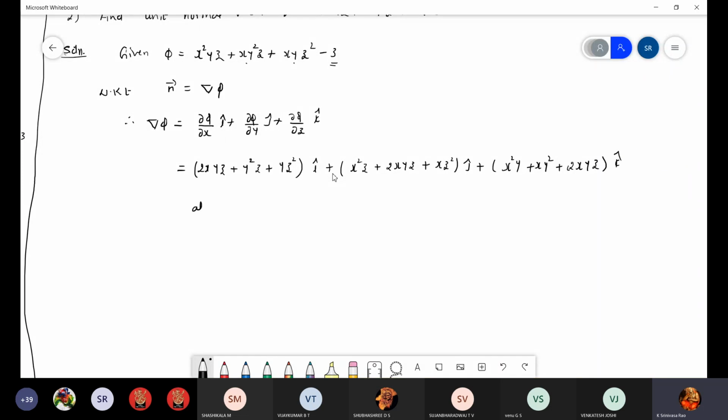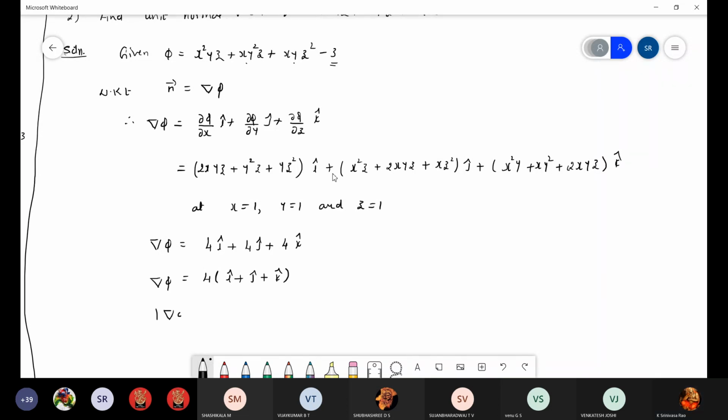At x equals 1, y equals 1 and z equals 1, as given, what will you get for grad phi? 4 i cap plus 4 j cap plus 4 k cap. Better you take 4 common, because it is a common number. You will get i cap plus j cap plus k cap. This is grad phi.